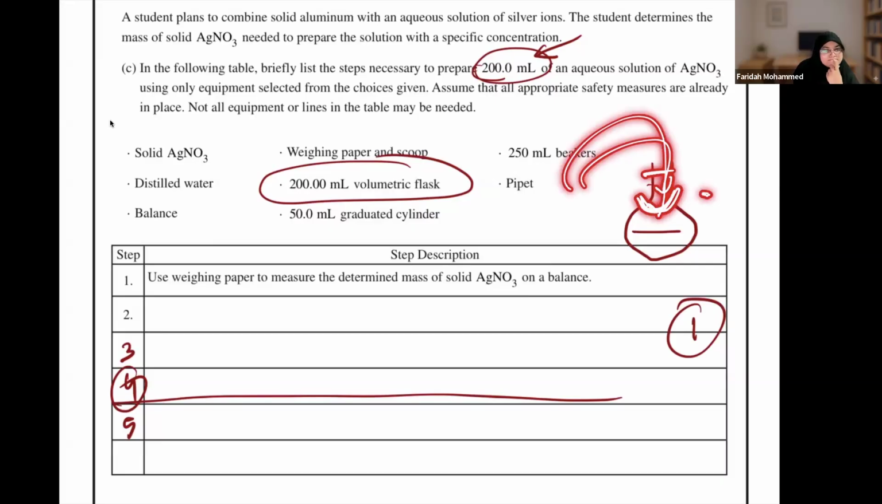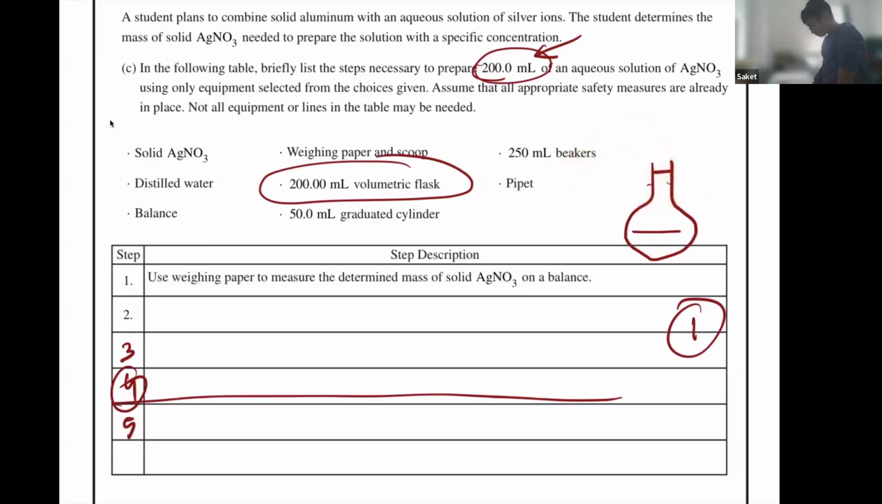Yes, Saket? Would it be correct to say I just reversed steps 2 and 3? So I said step 2 was transfer AgNO3 to the 200 ml volumetric flask. Then step 3 was add enough distilled water to dissolve this. Then step 4 was swirl till it's fully dissolved. Yeah, that should be fine.